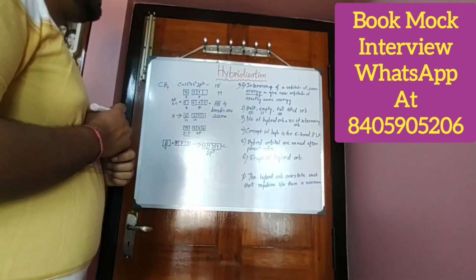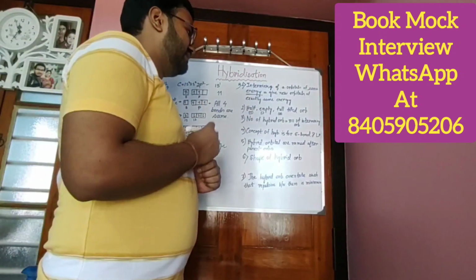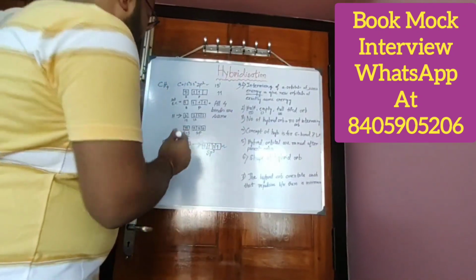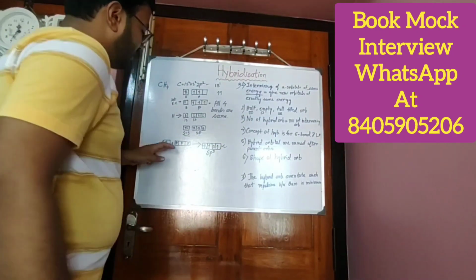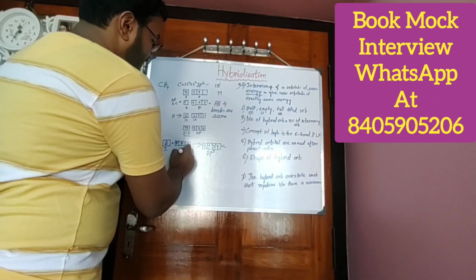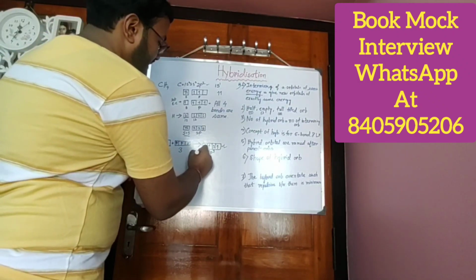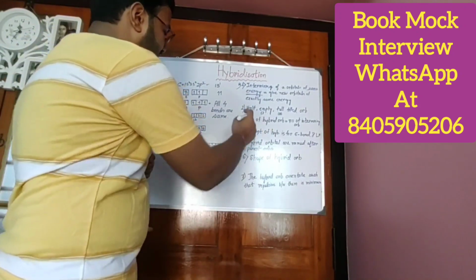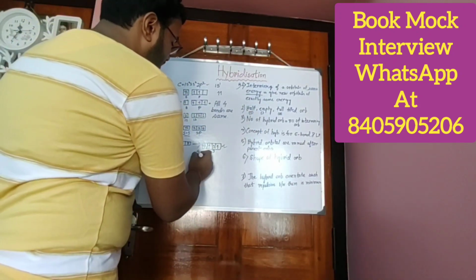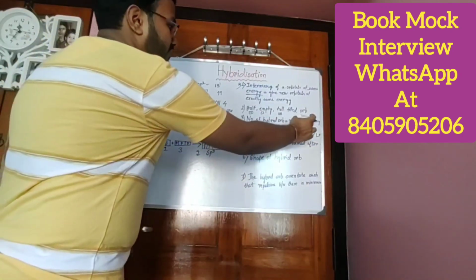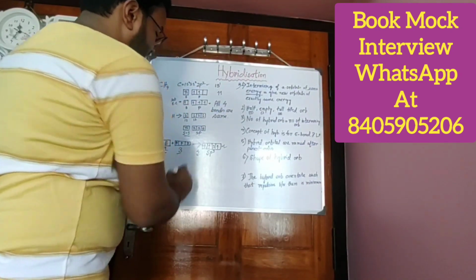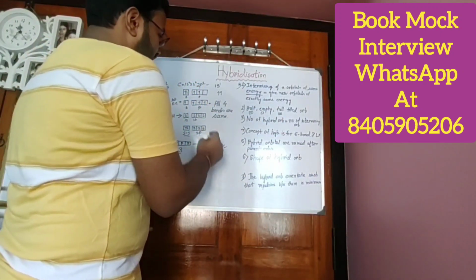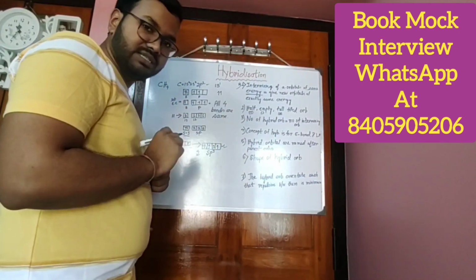The third point, the most important point, is that the number of hybrid orbitals is equal to the number of intermixing orbitals, which means if one s orbital mixes with 3 p orbitals, they will give 4 sp3 hybrid orbitals. The number of hybrid orbitals is 4, and the number of intermixing orbitals is 1 and 3. So the number of hybrid orbitals gives the total number of intermixing orbitals.